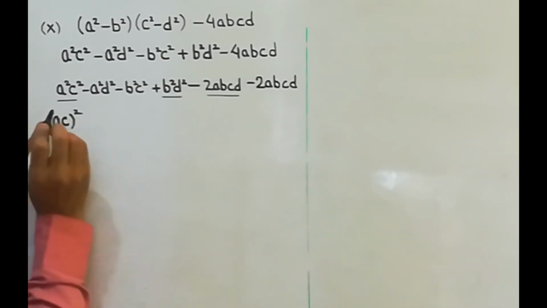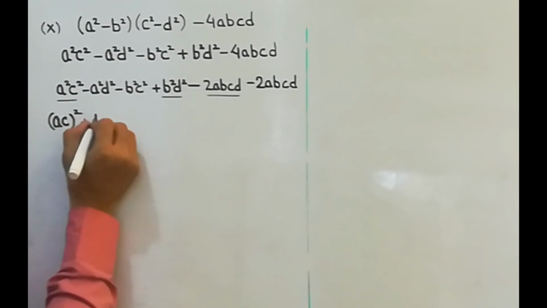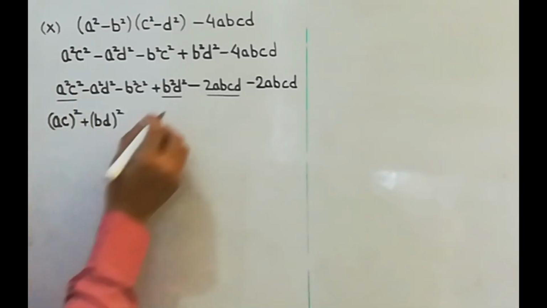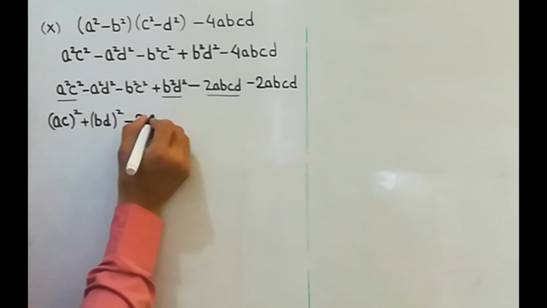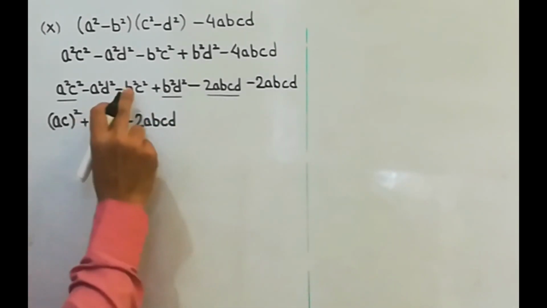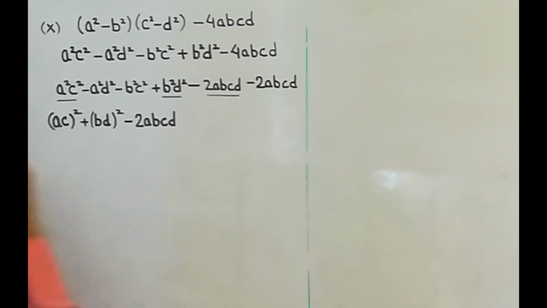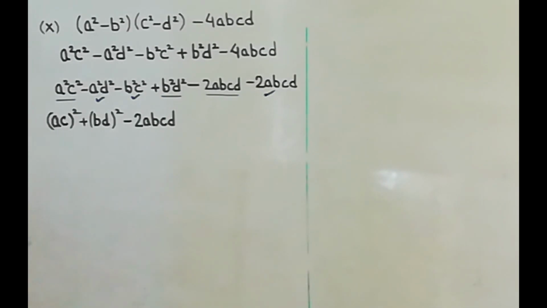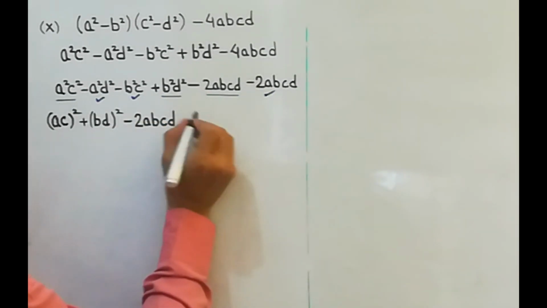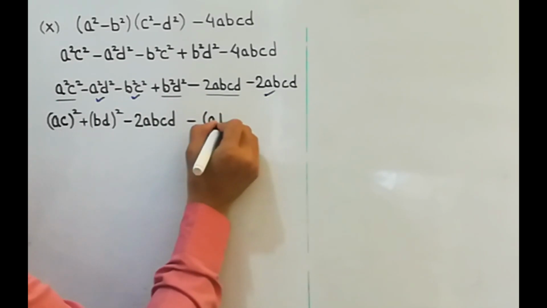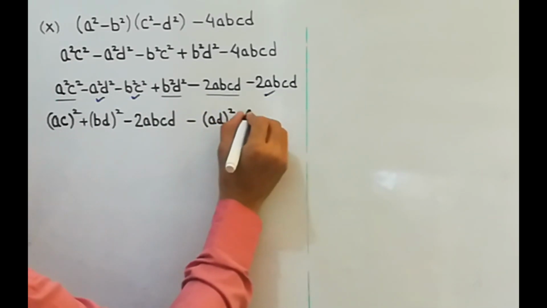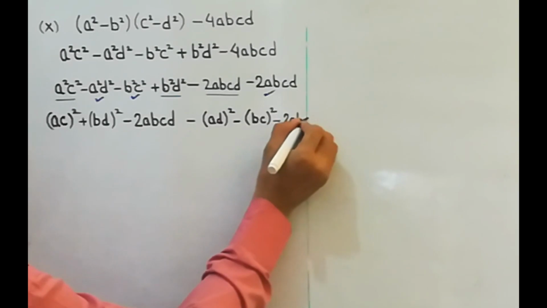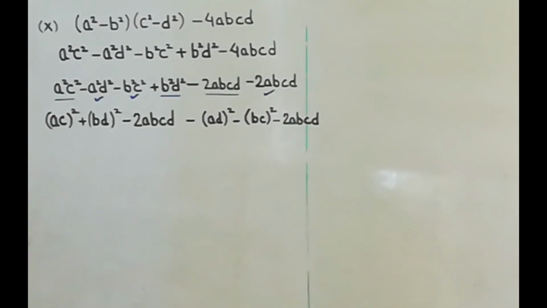AC square plus BD square, like this. Both are squares, so we have taken the square common. Minus 2ABCD. Then we are left with this, this and this, so these will be taken in one group. Minus, this is AD square minus BC square minus 2ABCD, like this. Hope this is clear to you.